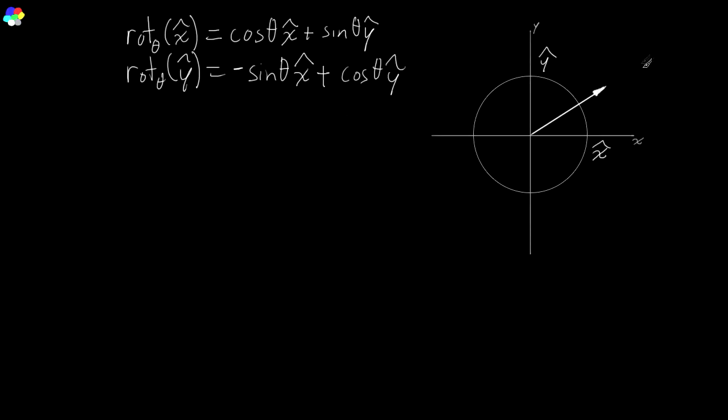We're going to give our vector a name, v. Rotation by theta of v is equal to rotation theta of vx times x hat plus vy times y hat. So here's the first step. Rotation of the vector is just rotation of the sum of the components of the vector.